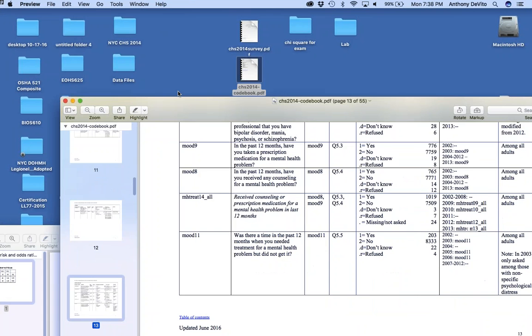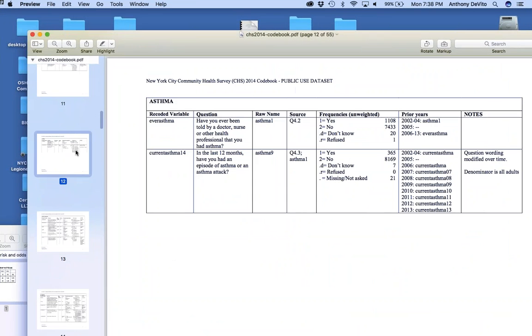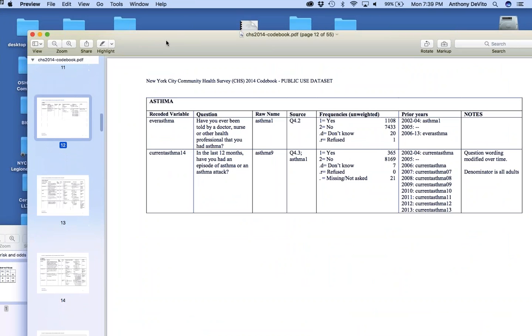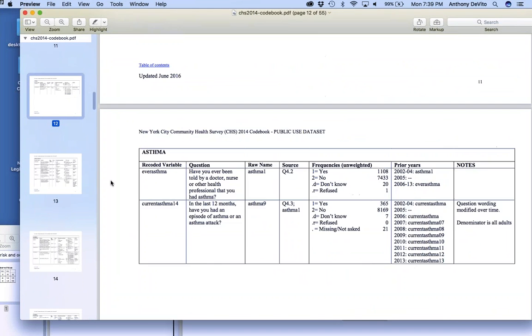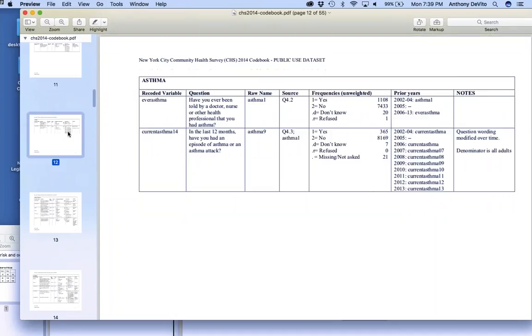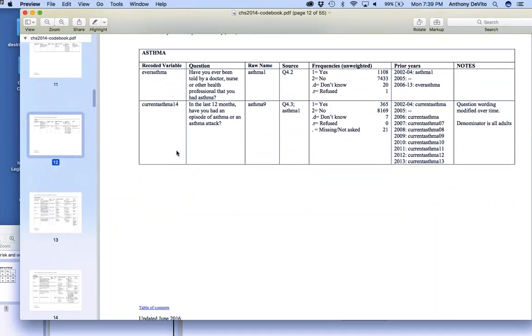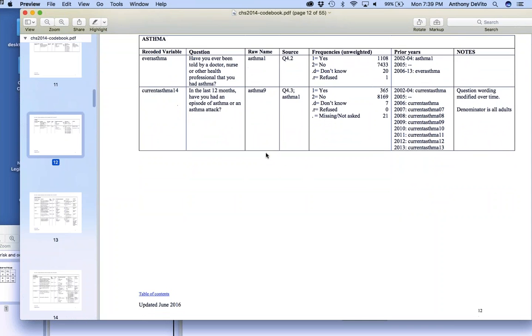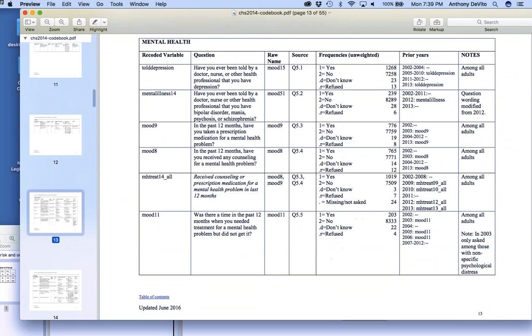Actually, I'll open the code book. Here's the code book. Each one of these pages has a variable and a definition of what that variable is. Okay, diabetes, yes and no, categorical variable. Ever been told you have asthma? Yes, no. Current asthma status.